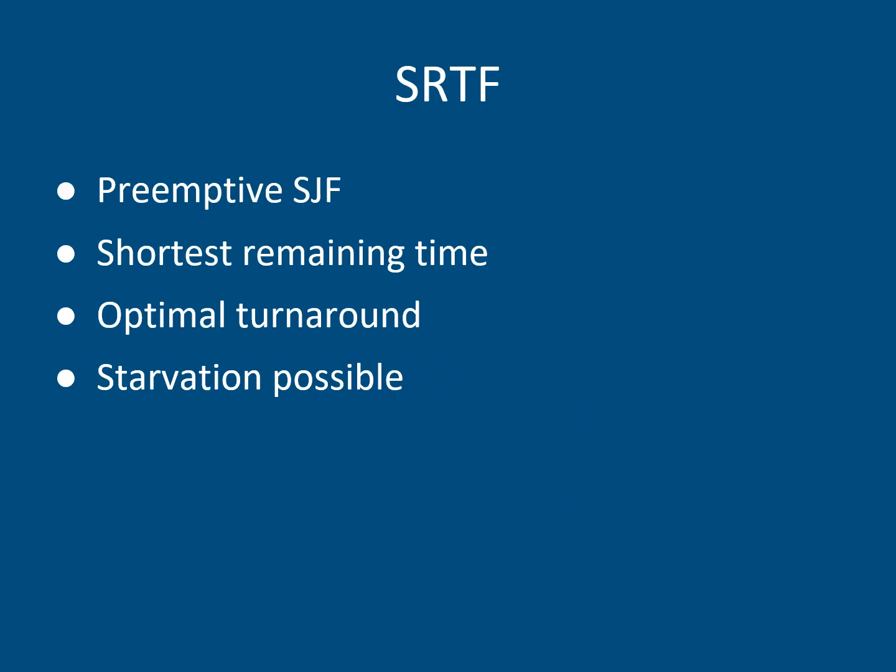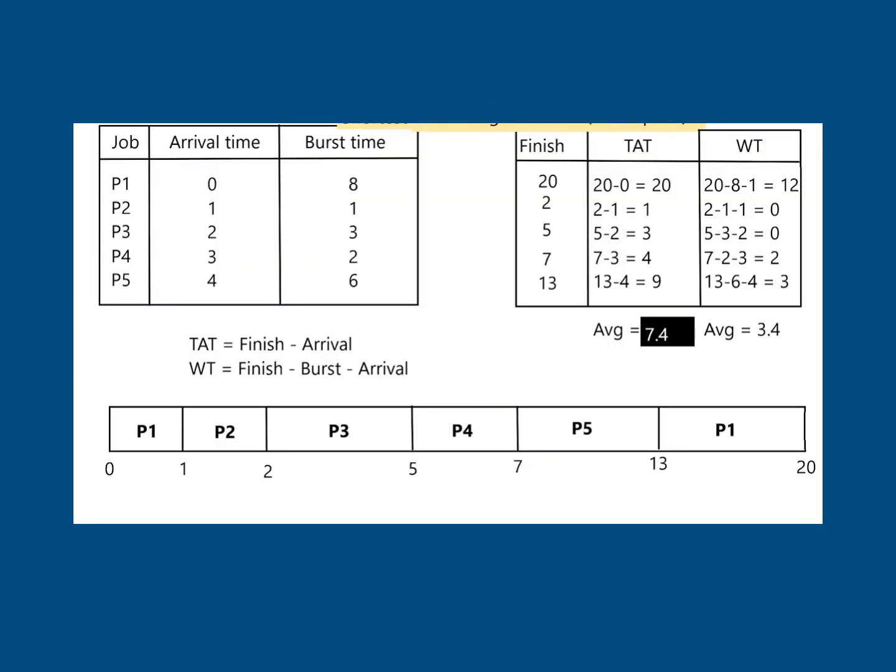SRTF. SRTF stands for shortest remaining time first. It is the preemptive SJF. The CPU always runs the job with the smallest remaining time, so arriving short jobs preempt longer ones. You can see P1 is preempted when P2, P3 and later P4 arrive.